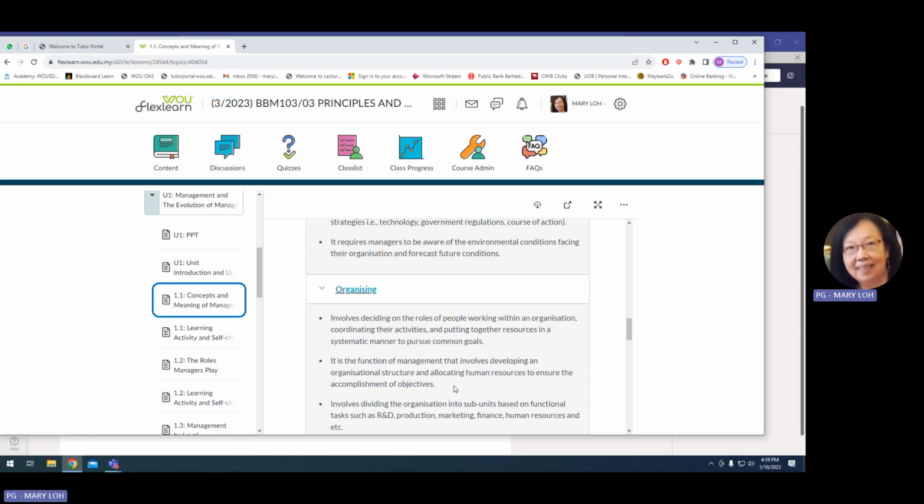It is a function of management which involves developing organizational structure. In order to organize people, obviously you need to have a structure. If you look at any particular department in your organization, you find that you have someone in charge and a number of people reporting to the manager. You will be able to see what we call the hierarchy, who reports to whom and who is in charge of whom. You can see this format in every department and every organization. This is what we refer to as the organization structure.